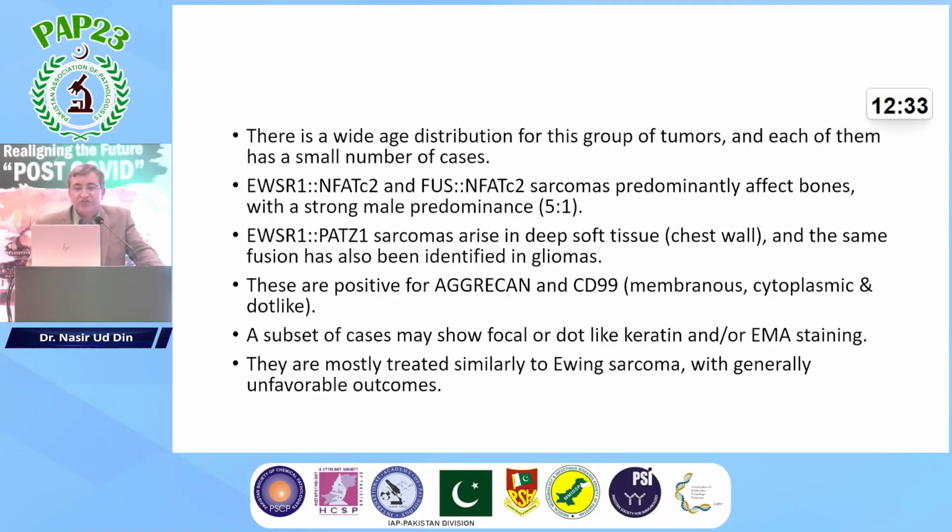There is a wide age distribution for this group of tumors, and each group has a very small number of cases published in the literature. The NFATC2 sarcomas predominantly affect the bones with a strong male predominance, while PATZ1 sarcomas arise in deep soft tissues, especially the chest wall. These are positive for aggrecan and CD99, and staining can be membranous, cytoplasmic, and dot-like. These sarcomas may show focal dot-like keratin or EMA staining. These are mostly treated similar to Ewing sarcoma with generally unfavorable outcomes.